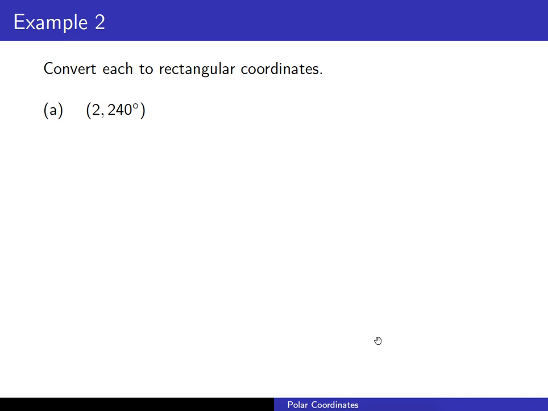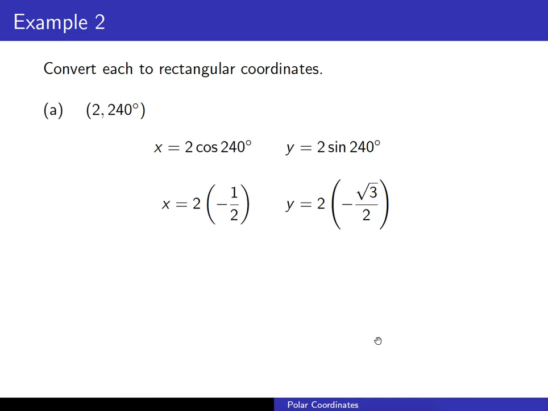So example 2, convert each of the following to rectangular coordinates. So these are going to be the 4 points we looked at before. So we have 2 and 240 degrees. So x is 2 times the cosine of 240 degrees. Y is 2 times the sine of 240 degrees. So evaluating each of those functions at their respective angle there, we have 2 times negative a half for x and 2 times negative radical 3 over 2 for y. So x is negative 1 and y is negative square root of 3, which as an ordered pair is negative 1, negative square root of 3.